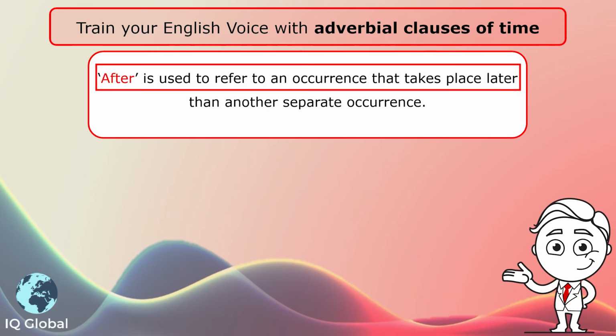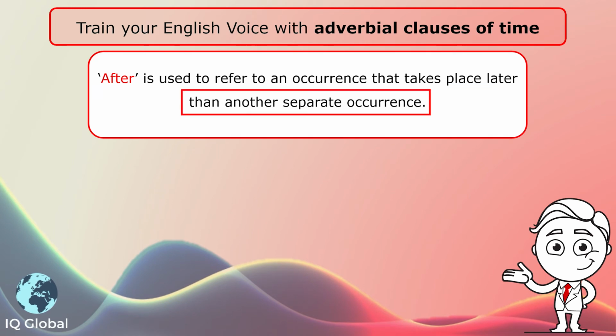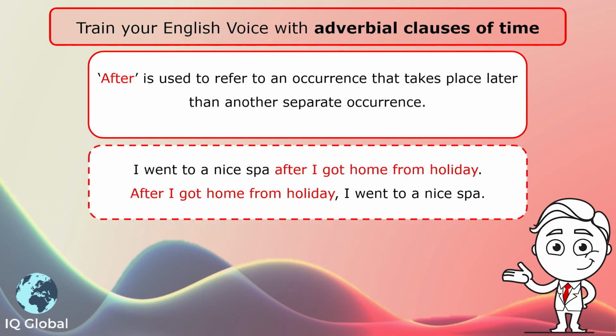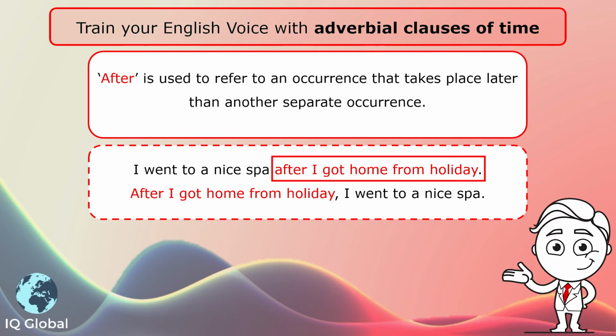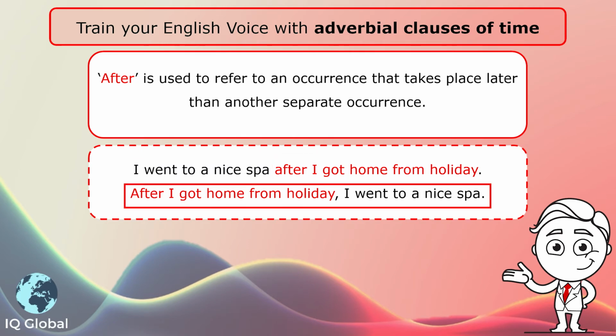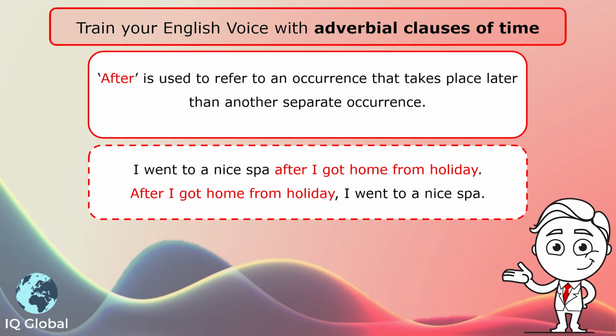After is used to refer to an occurrence that takes place later than another separate occurrence. For example, I went to a nice spa after I got home from holiday. The clause is at the end of the sentence, or we can put it at the start: after I got home from holiday, I went to a nice spa. The two events: going to a spa, going on holiday. After tells us they went to the spa after their holiday. They are not connected events, they are separate occurrences.